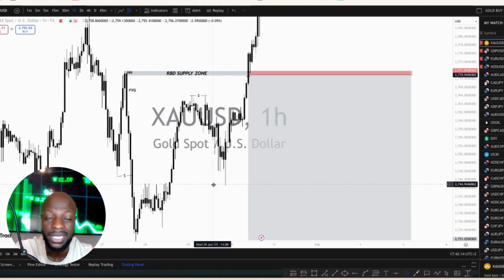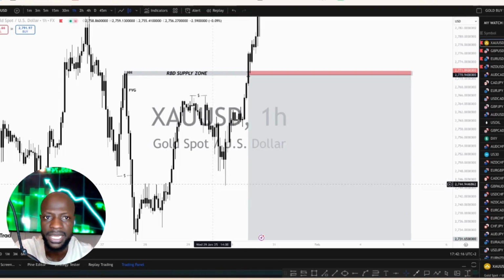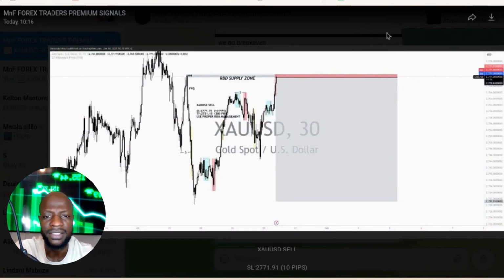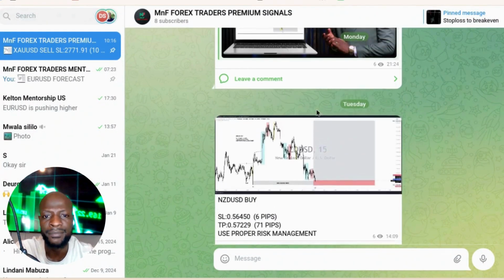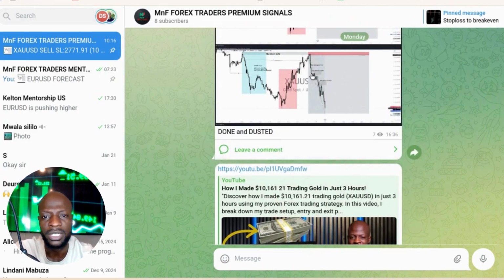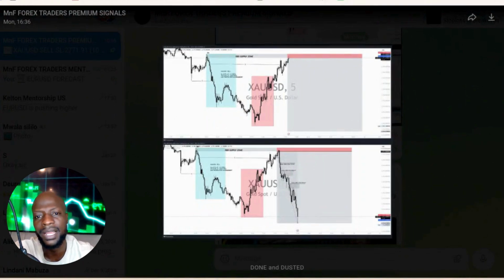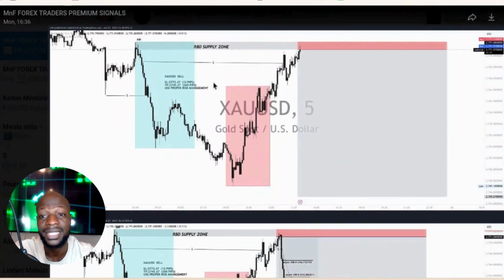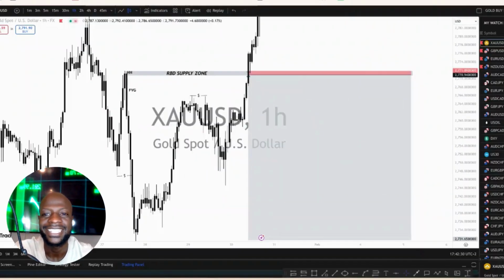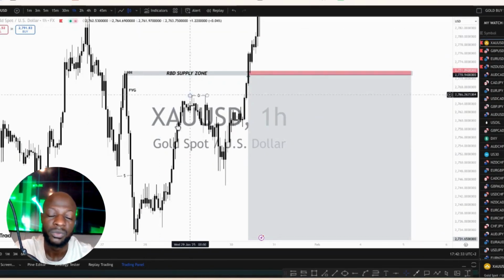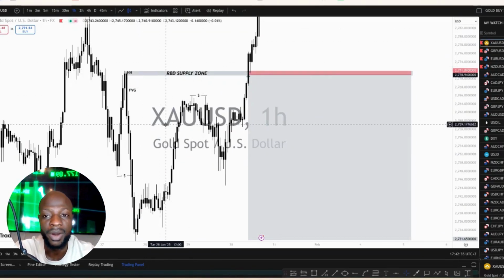Why? Because these are the same setups that I always take. I'm sure you guys remember this week recently we had a beautiful trade on gold. This same trade we can see right here. This is exactly a replica of the same trade. However, this worked out, and then this didn't work out. So there's nothing you can do right there. You have no idea which one is going to work out.